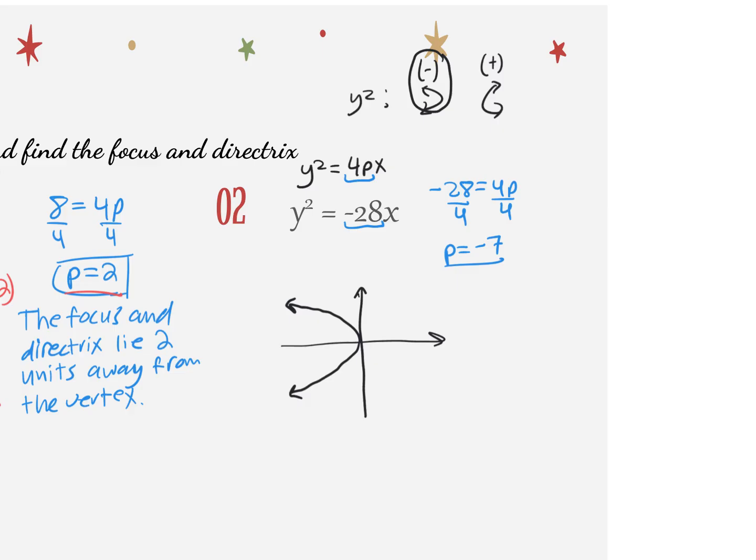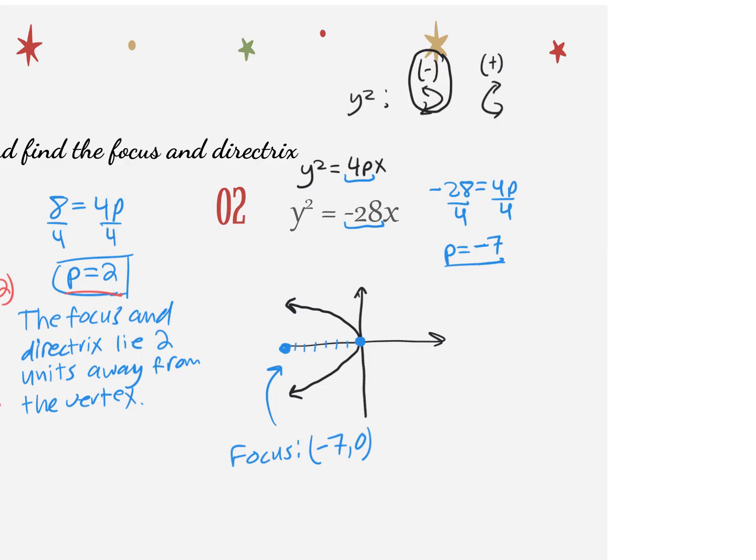But now let's figure out where to put that negative 7. So it's going to be 7 units away from your vertex, which is at the origin. And because it's a negative 7, we're going to the left. And always to check your work, your focus should always be facing your parabola. All right, so then this is our focus. It's that point right there, and it's going to be at negative 7, 0, as an ordered pair.